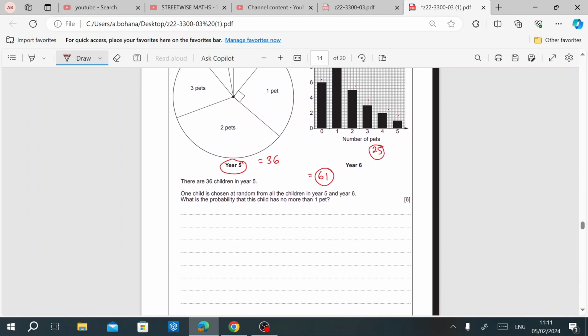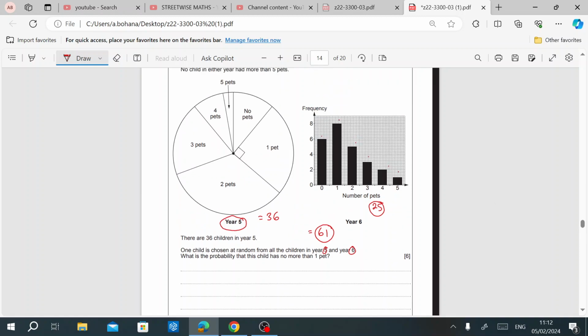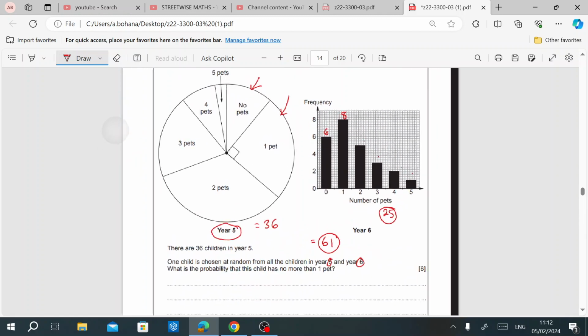This is what they want to know for 6 marks. Oh, by the way, showing that totals 25 and the 61 in total will give you marks, okay? But what we want is this. One child is chosen at random from all the children in year 5 and 6. What's the probability that this child has no more than 1 pet? Now for year 6, that's easy because we know there's 6 there and 8 there with no pets and 1 pet. But for the no pet and the 1 pet in the pie chart for year 5, we don't know how many there are, but we do know the angles.